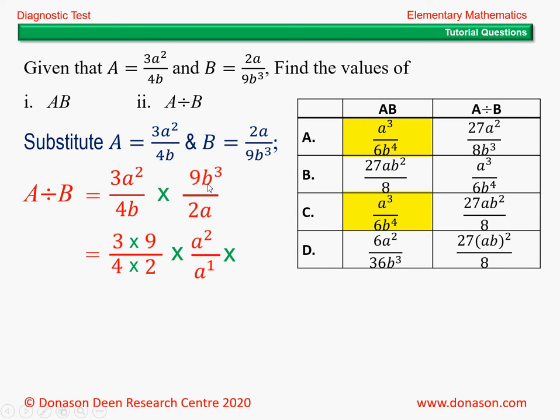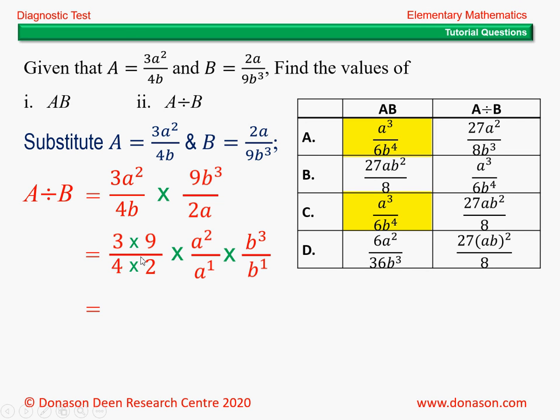And what about the b? So there's a b here, there's a b here. So we're going to write the b cube, which is on the numerator, and we're going to divide that by b, which means b to the power of 1 on the denominator. So we have regrouped them, numbers together and a's together and b's together. Now we are ready to start applying rules of indices to simplify this expression.